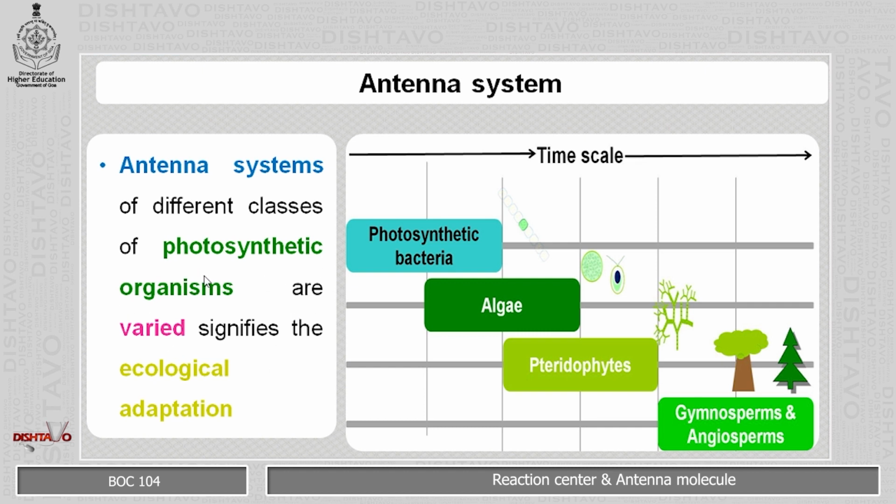Coming to the antenna system of different classes of photosynthetic organisms, they vary. And the fact that they vary also signifies their ecological adaptation. We know that photosynthetic bacteria are the most primitive kind of organism. They also have the photosynthetic machinery, but it is adapted for their habitat. Likewise, algae, which are aquatic in nature, also have a photosynthetic machinery suited for their ecological adaptation. Then we have pteridophytes, gymnosperms and angiosperms.